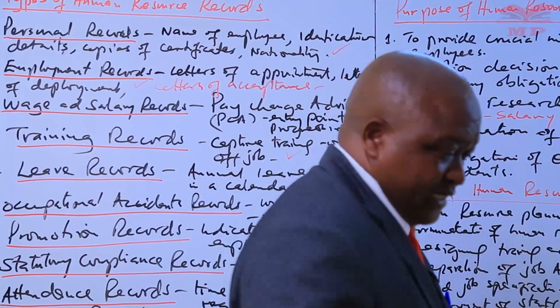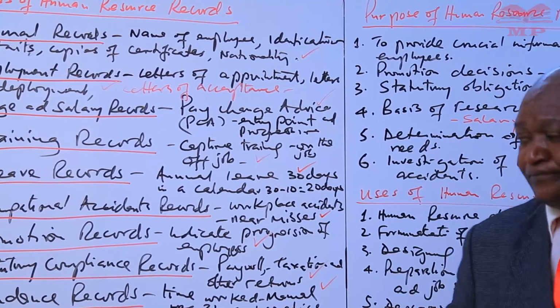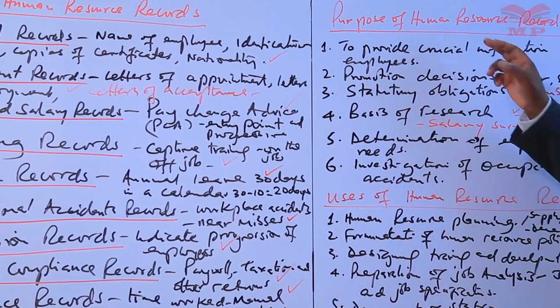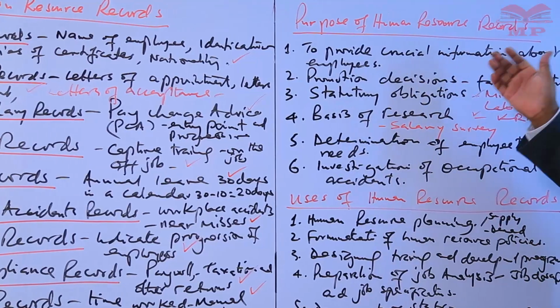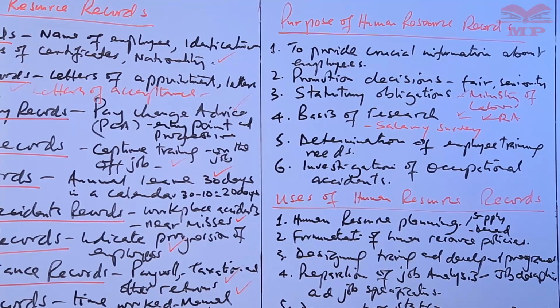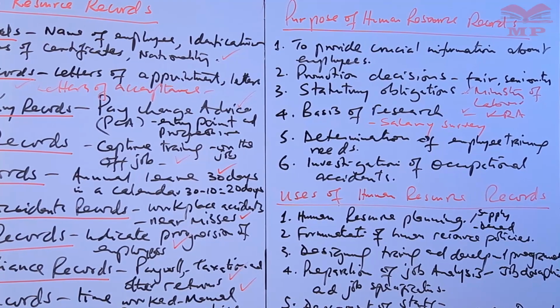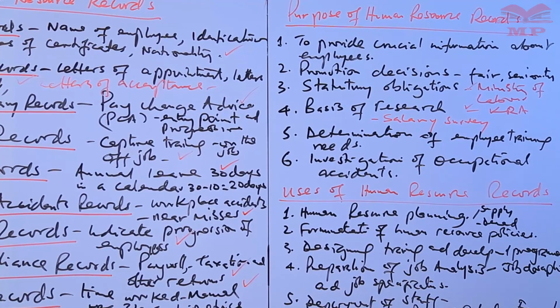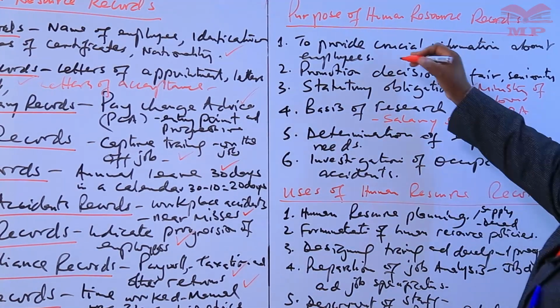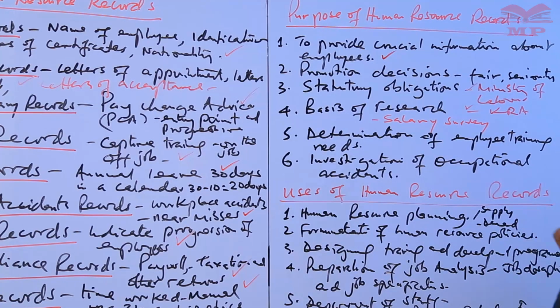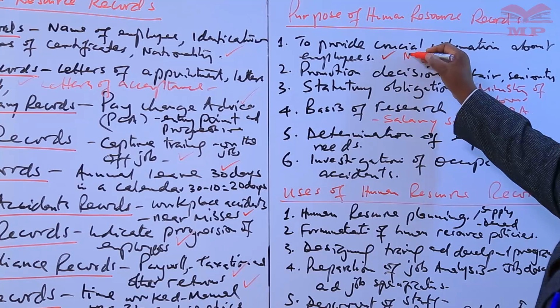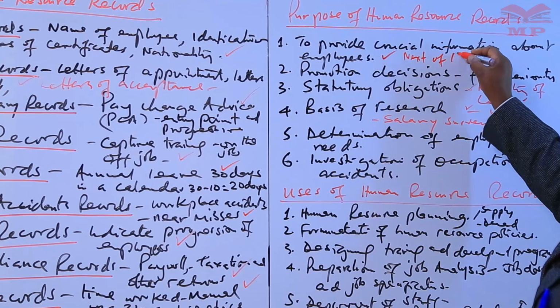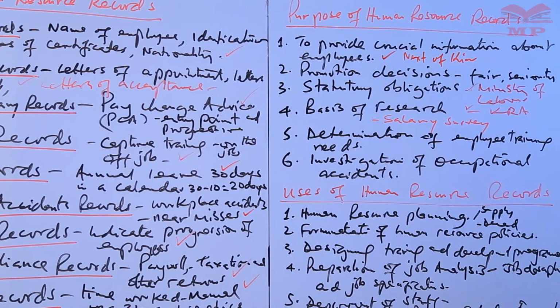Then we have gone further, dear learner, and looked at the purpose. So why? The purpose of human resource records. And we have indicated that there are various reasons that may drive an organization. We have said, 1, human resource records are meant to provide crucial information about employees. We have just indicated an employee could provide information about next of kin. So in case of an issue, that next of kin can be contacted.